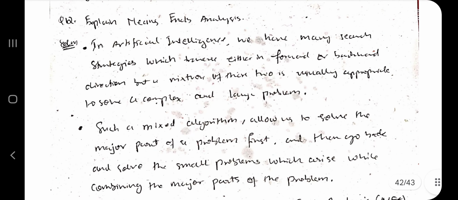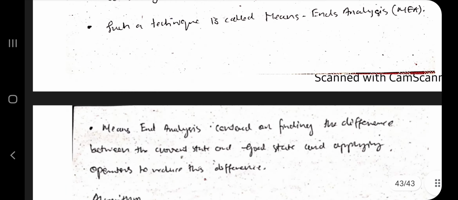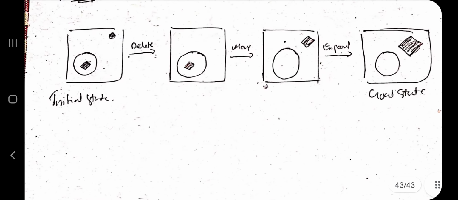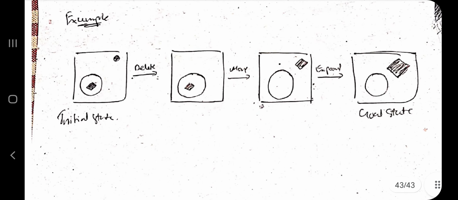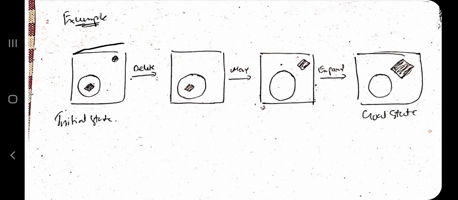Next we have means-end analysis. I will explain it by an example. See here, in this example you have the initial state as this one and the goal state as this one. This is the initial graph given, and you have to make the graph like this. So first, this is present here, this is not present here, so you'll delete that one. Once you delete it, the graph will look like this.